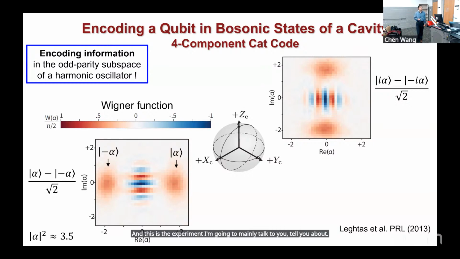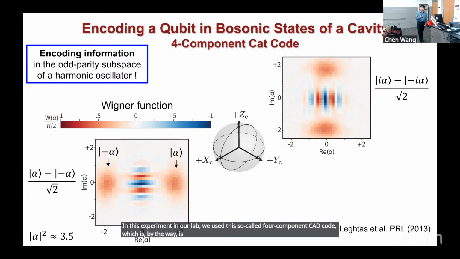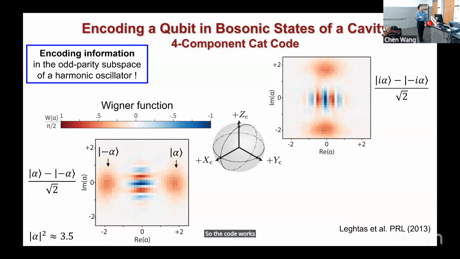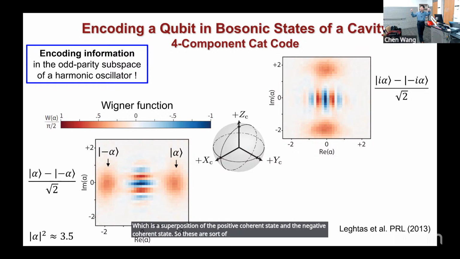In this experiment in our lab, we used this so-called 4-component cat code, which is, by the way, the same code as the early Yale demonstration. So the code works in the following way. We're going to use a cat state, which is a superposition of the positive coherent state and the negative coherent state. So these are sort of the pendulum states swinging to the opposite side in position space.